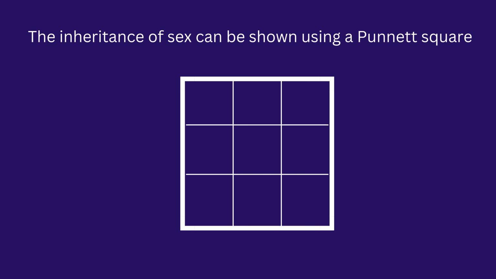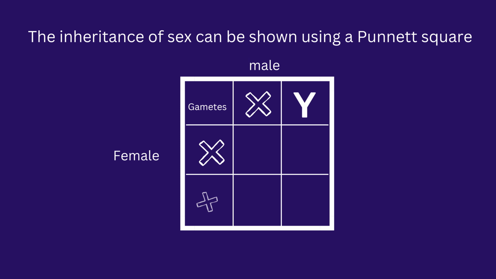The inheritance of sex can be shown using a Punnett square, and that is what is required of you in your exam. They can ask you to draw this from scratch and fill it in, or they could do the drawing for you and you need to complete it. So let us look at how we fill in a Punnett square to show the inheritance of sex. First thing you need to do is to label this up, male and female, and put the gametes in. Please remember, the male gamete can have X chromosome or Y chromosome, while female will only have X.